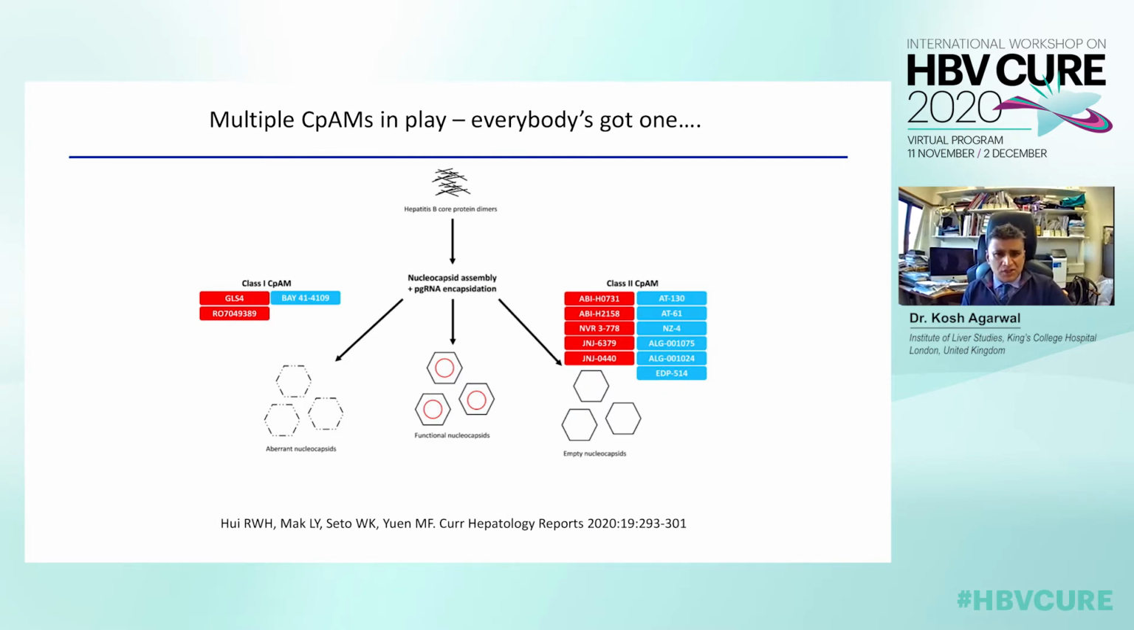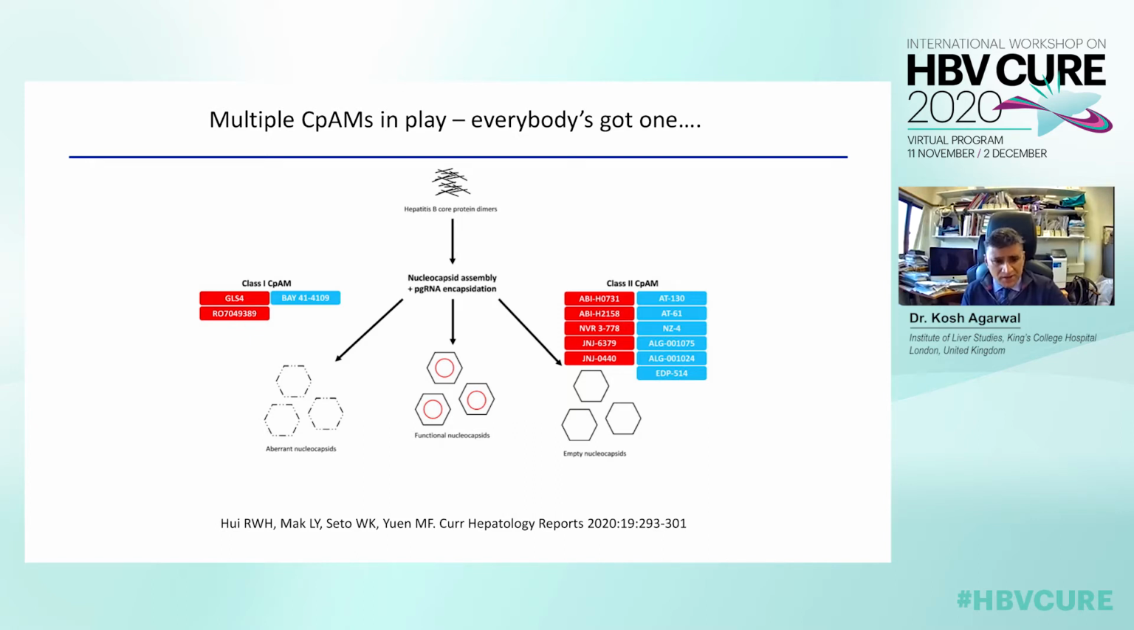Capsid assembly modulators are now really important in the field of cure for hepatitis B. They're probably the most established mode of action of therapy along with siRNA, and in essence, everybody's got one at this moment in time. In this slide, from a very nice review earlier this year, we see those drugs that are in red that are now in clinical trials. And also we see both those in class 1 and class 2, which demonstrate the different modes of action that we think about with regard to core protein allosteric modulators.